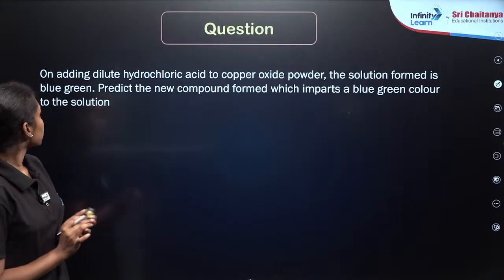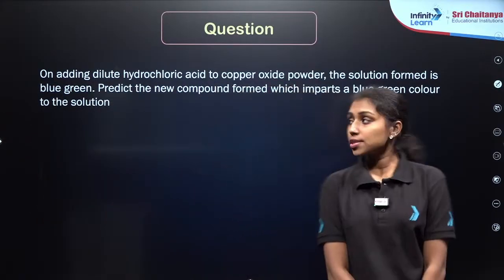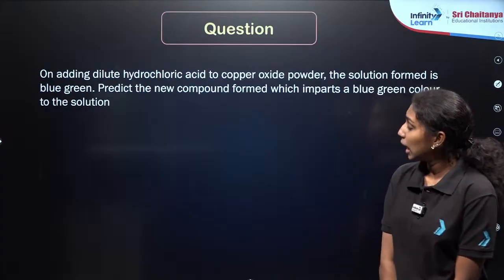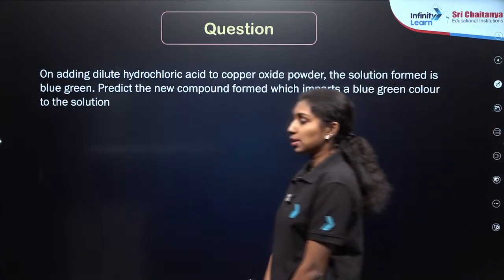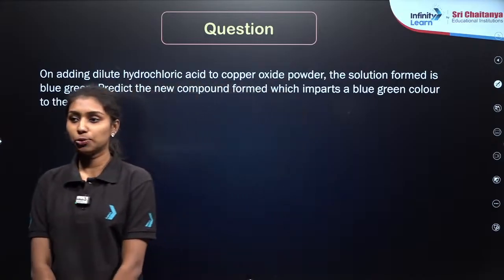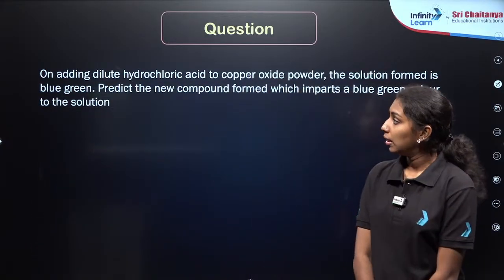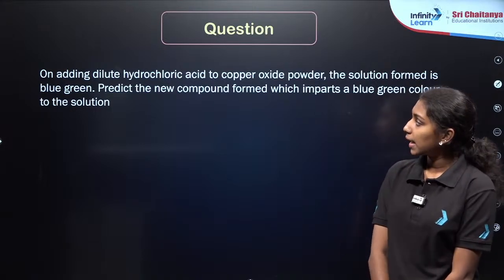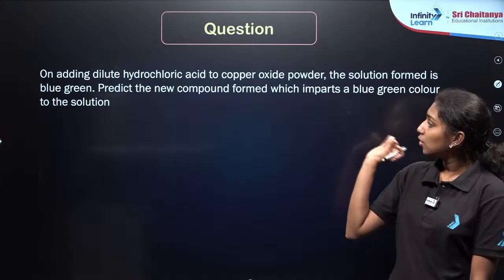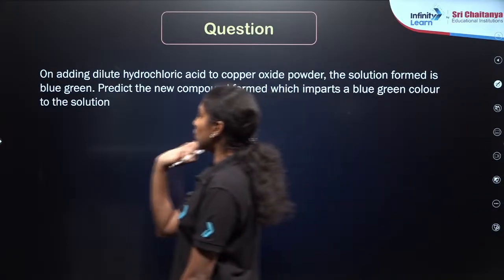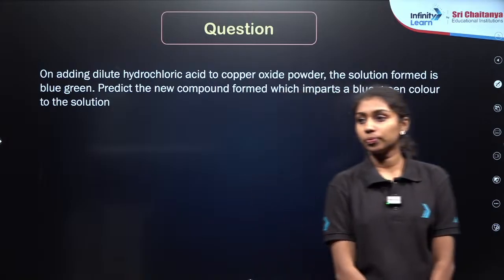Okay, this is the last question. On adding dilute hydrochloric acid to copper oxide powder, the solution formed is blue-green. Predict the new compound formed which imparts a blue-green color to the solution. This is a good question. You can expect this type of question. What is the name of that particular compound?